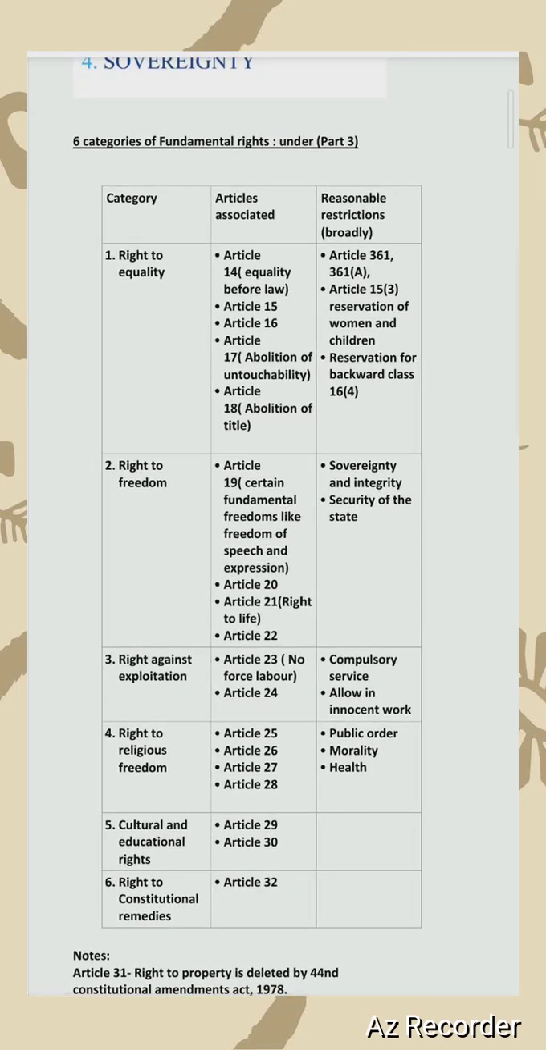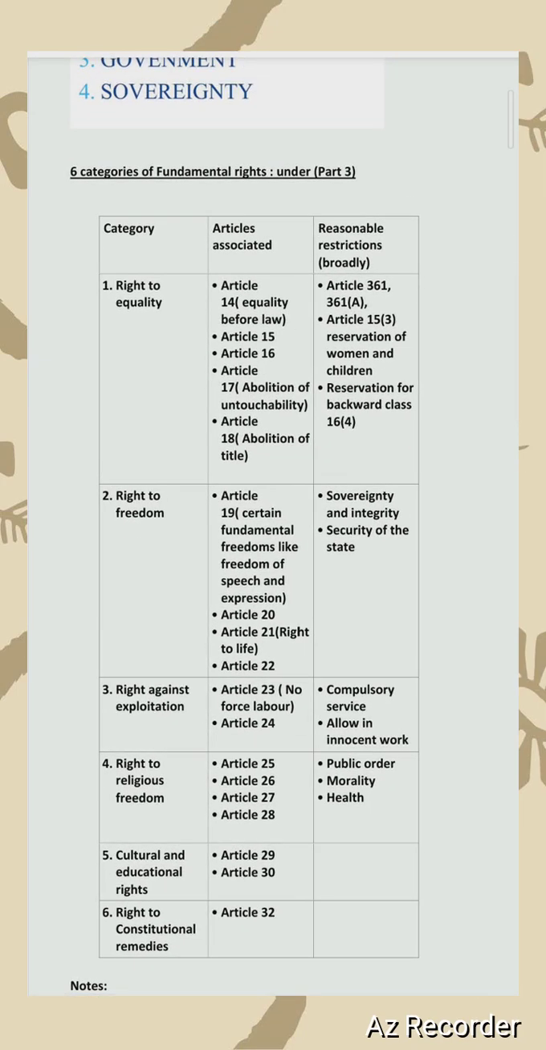The constitution of India provides in Part 3 six fundamental rights, six categories of fundamental rights: right to equality, right to freedom, right against exploitation, right to religious freedom, cultural and educational rights, and right to constitutional remedies. And even these categories of rights are divided into articles. For example, from article 14 to 18, it constitutes right to equality. Articles 19 to 22 are right to freedom, 23-24 right against exploitation.